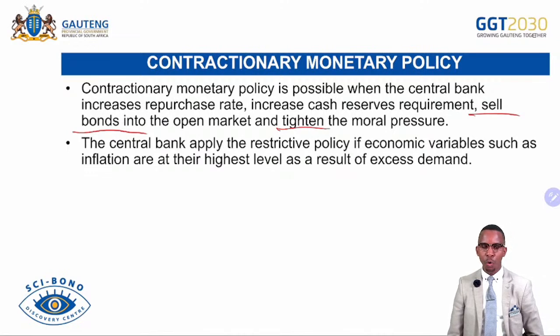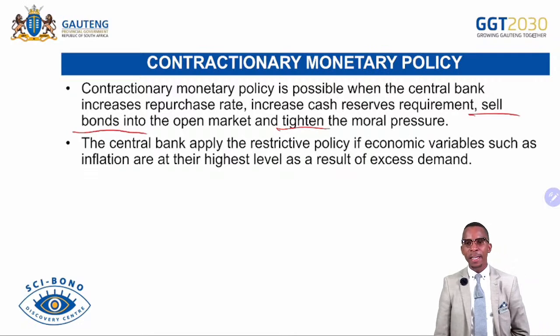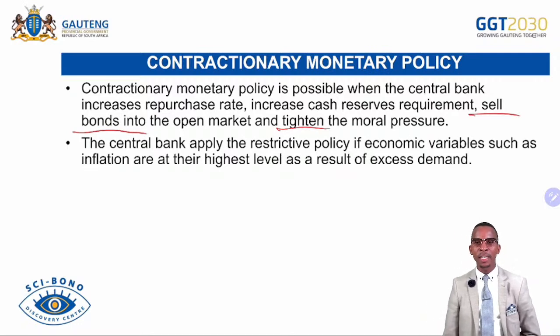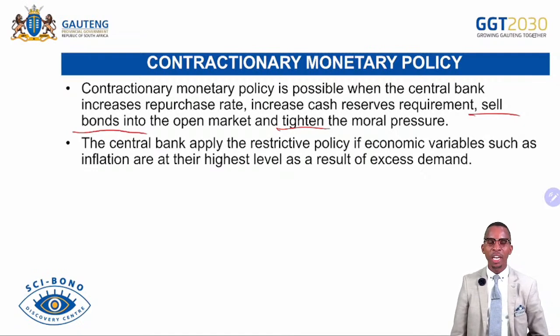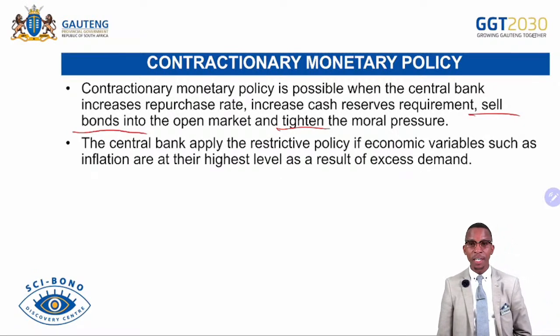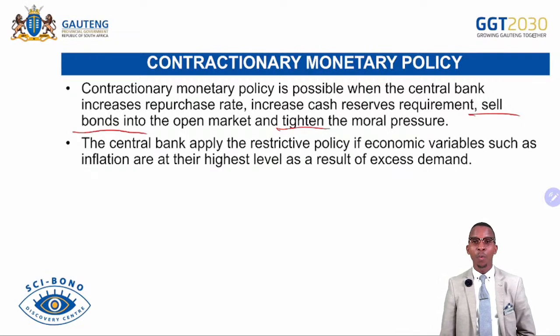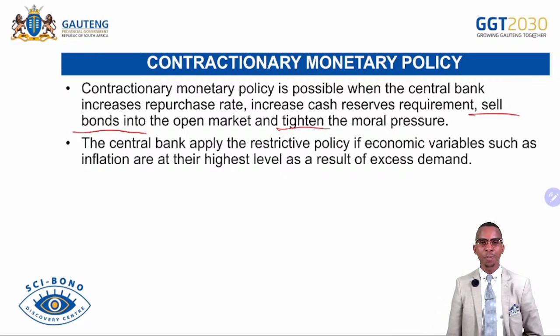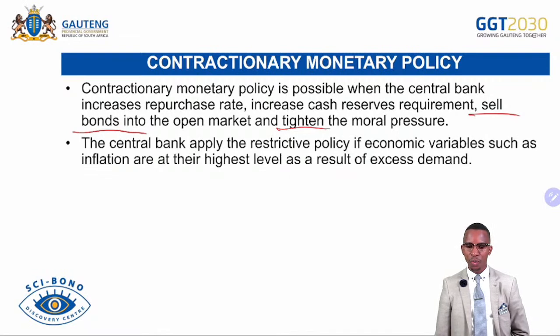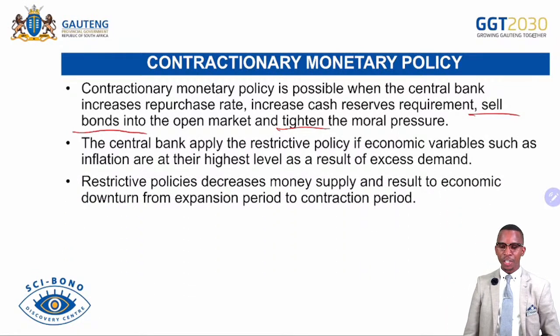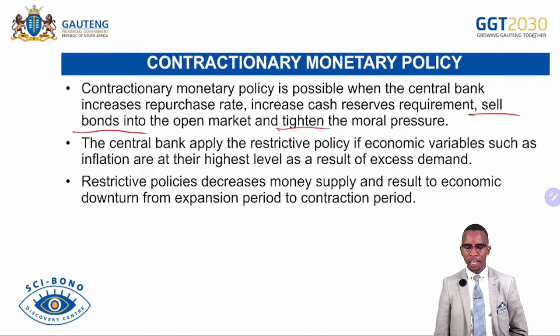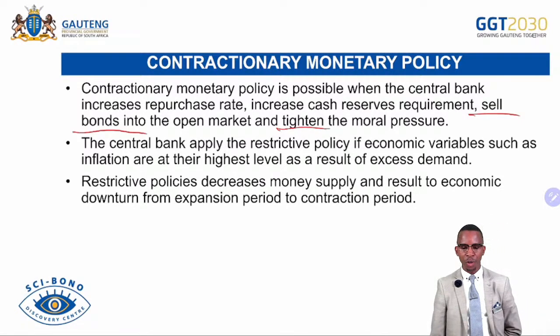Remember, inflation will always prevail if ever there's excess demand. Excess demand occurs when there is a higher demand for goods and services while suppliers can supply less. So suppliers are facing supply constraints while consumers have more money, they spend more on goods and services, and then the demand becomes higher and supply fails to respond. Inflation, okay. So there must be contractionary monetary policy in there. Restrictive policies decrease money supply and result in economic downturn, from expansion to the contraction period.